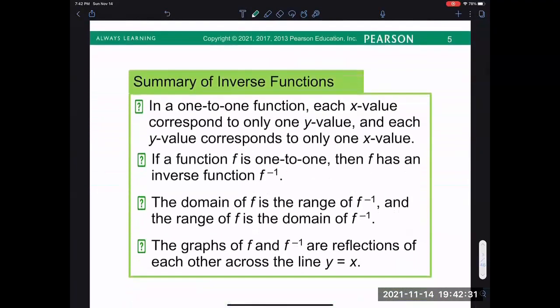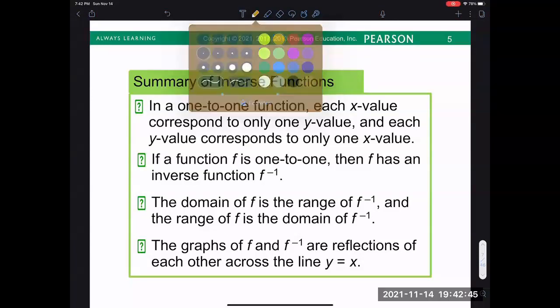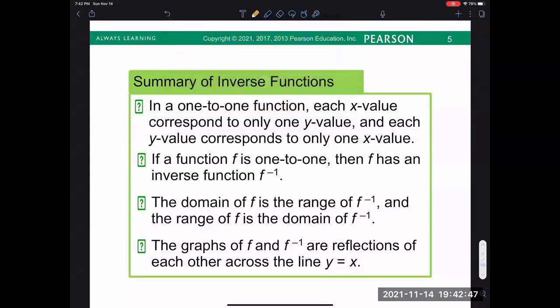All right, so now we have a bit of a summary of some of these key points. And I tried to use the example of x squared and the graph of x squared to illustrate a lot of these things they're describing here. So let's see if hopefully we can summarize these in a way that makes sense. So first of all, in a one-to-one function, each x value corresponds to only one y value. So that part there, each x value corresponds to only one y value. That means it passed the vertical line test.